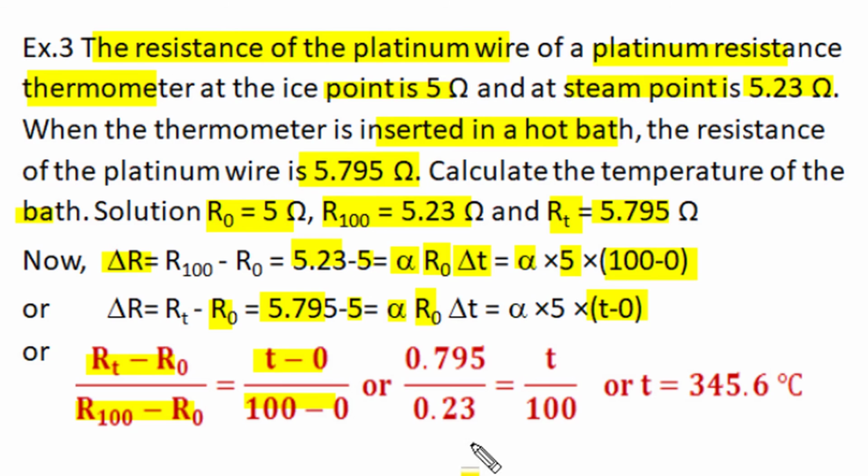So in one condition, when temperature is changed from ice to steam position, 0 to 100, the resistance change is 5 to 5.23, that is 0.23 ohm. And in the second condition, when temperature is changed from 0 to T, the change of resistance is from 5 to 5.795, that is 0.795. So the ratio of change of resistance becomes the ratio of temperature change, and numeric calculation results in a temperature of 345.6 degrees Celsius.